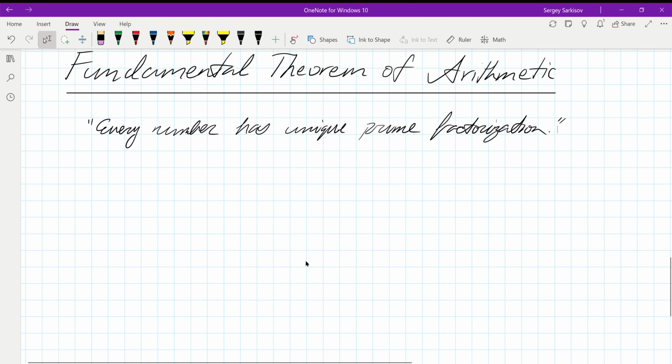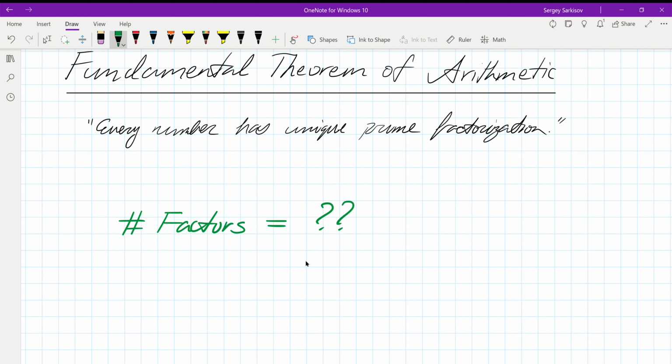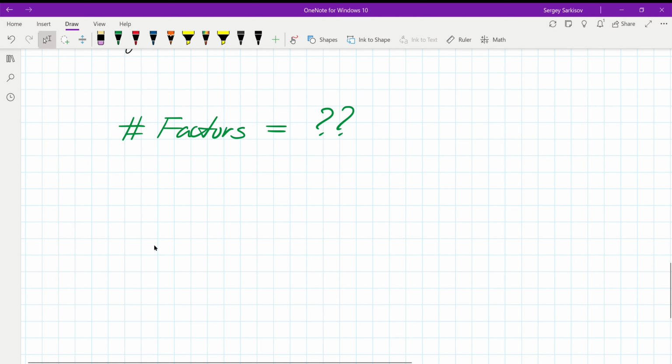Now let's find the number of factors, not the number of prime factors. Let's first practice a little example we've done above. For example, let's do 12. We know there are 6 factors, remember? So 12 is equal to 2 squared times 3. We already did that above, so I'm just copying it.